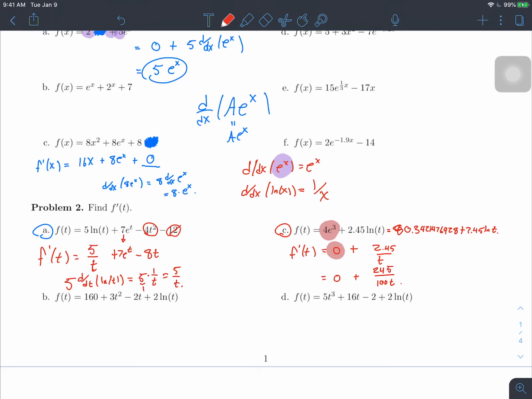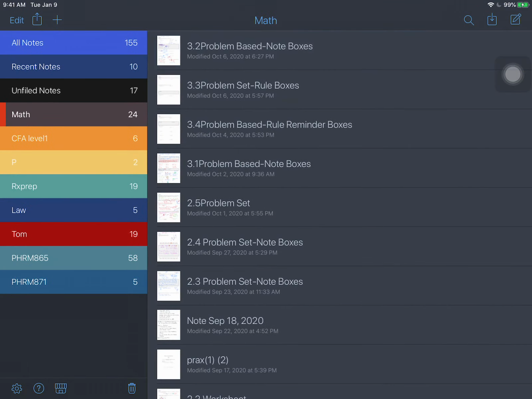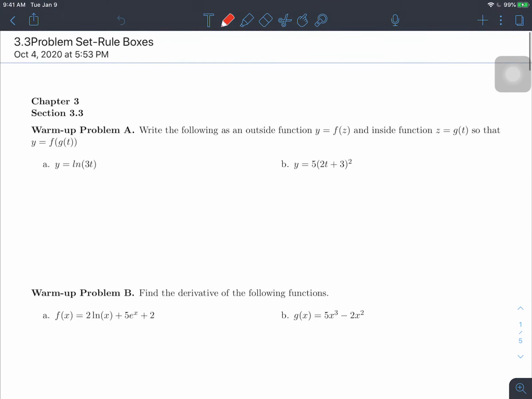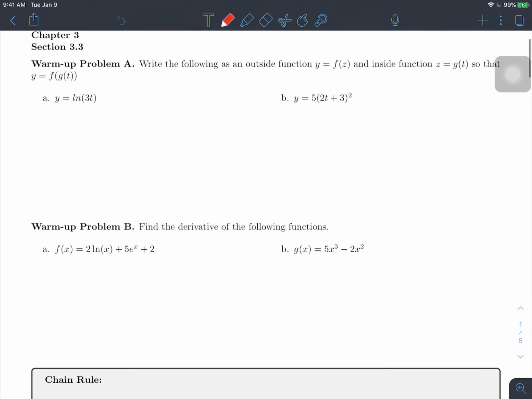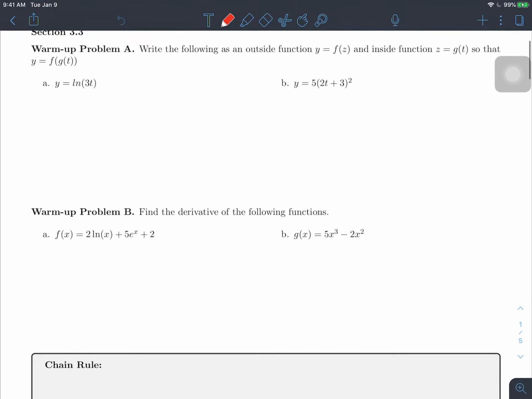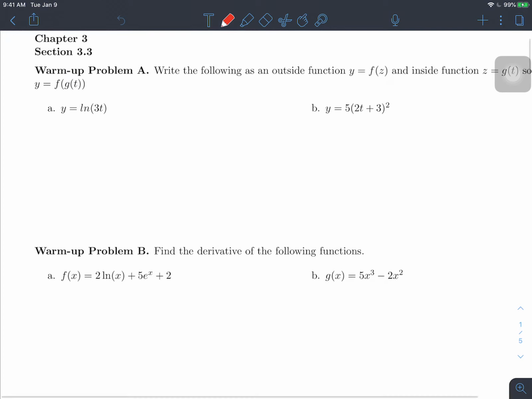Okay, so we did 2 problems relating to e to the x, 2 problems relating to ln t. What I'm going to do now is switch gears and talk about the most important thing you'll learn in this class, probably, which is the chain rule. Okay, so we're going to skip the warm-up problems. No, actually, we're not going to skip the warm-up problems. We're going to do these first 2. We're going to do A and B.